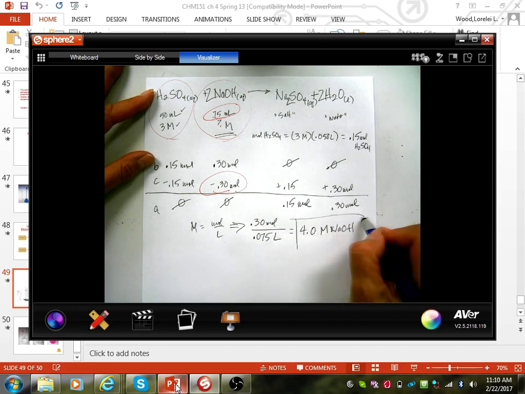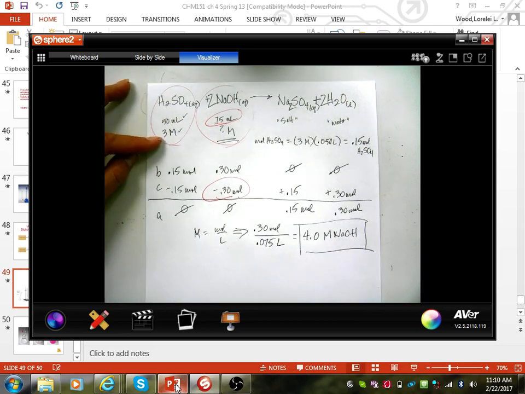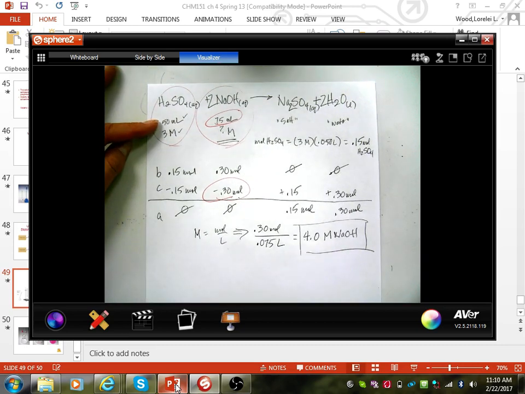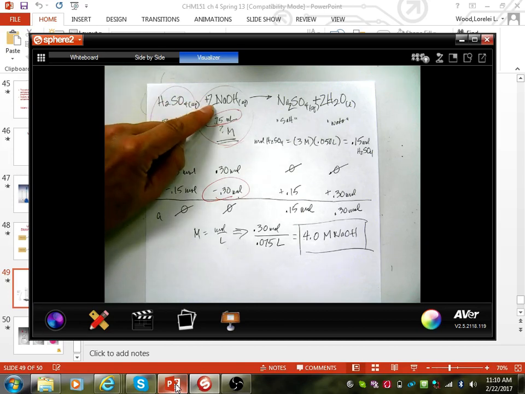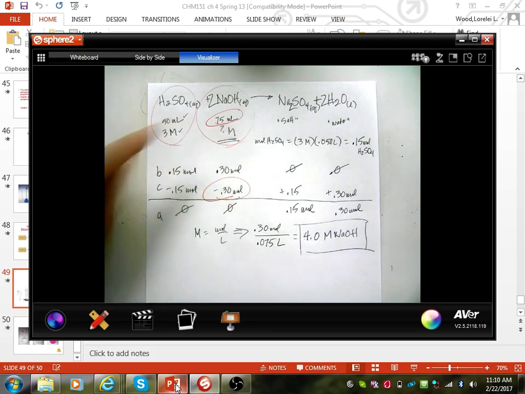And that's actually something that you are going to do this semester. I'm going to give you an acid that you know the concentration for. You're going to titrate it so you'll know the volume that you added to the base, and your job will be to determine what the concentration of the base is. And it's exactly this. Any questions?